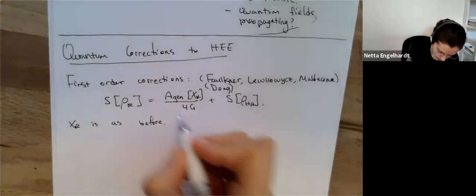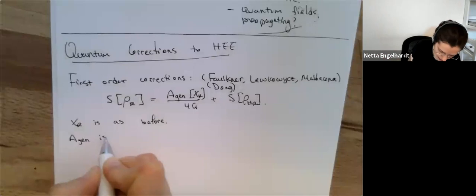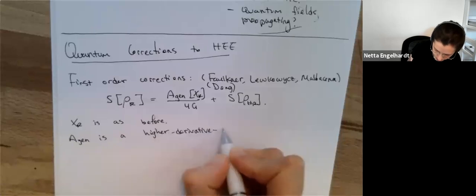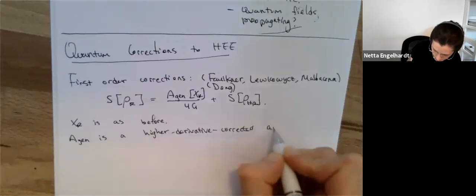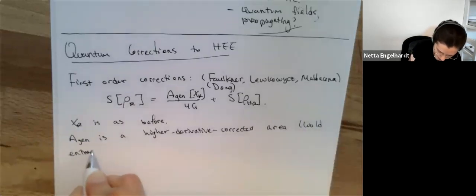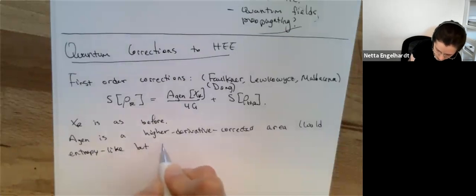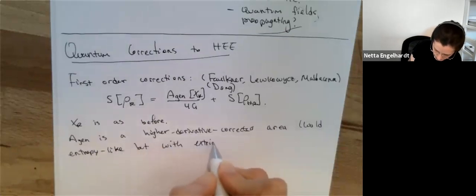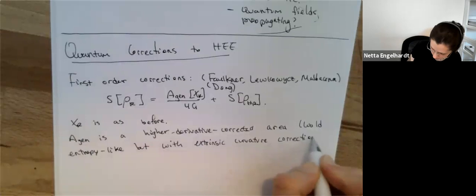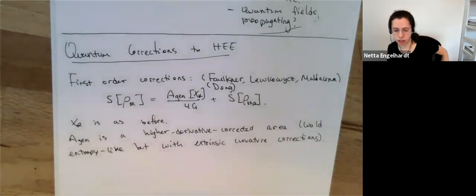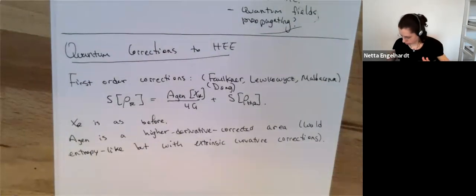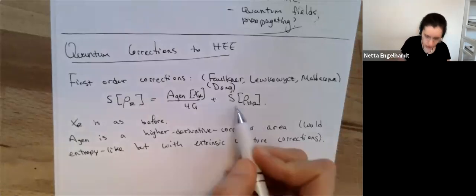So A-gen is a higher derivative corrected area, which is Wald entropy like, but with extrinsic curvature corrections. And I can refer you to the various literature on the subject that gives you the form of these extrinsic curvature corrections. Now, what is S of rho HR?